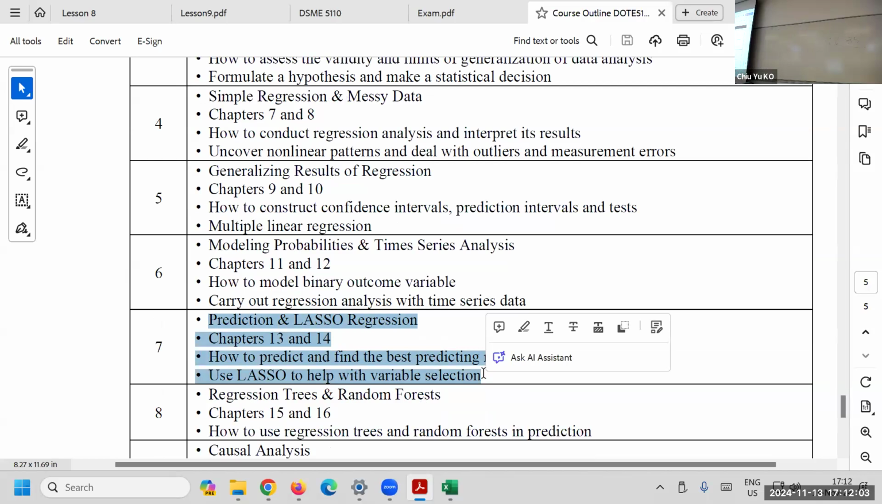How to do prediction, and how to select a model. Just remember how to select a model. We use adjusted R square, AIC, BIC. These are the criteria. And we also learned how to use cross-validation, right?